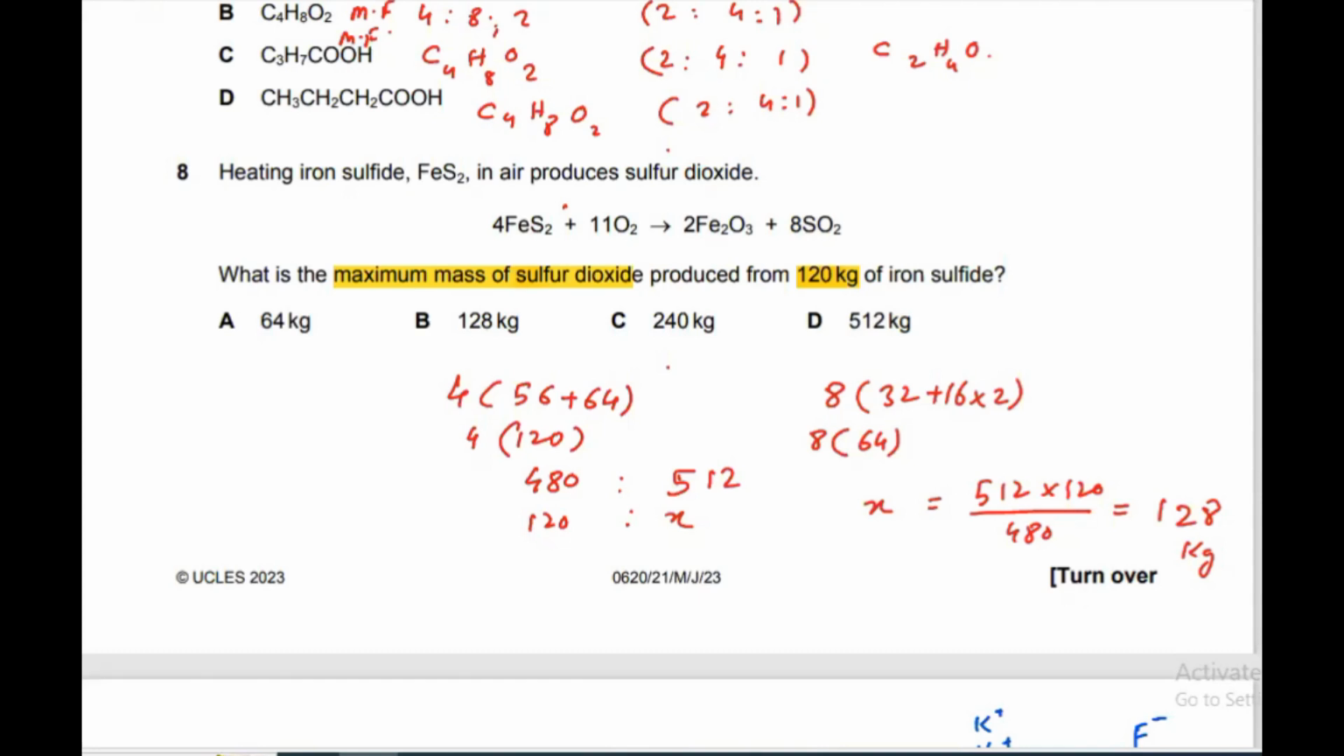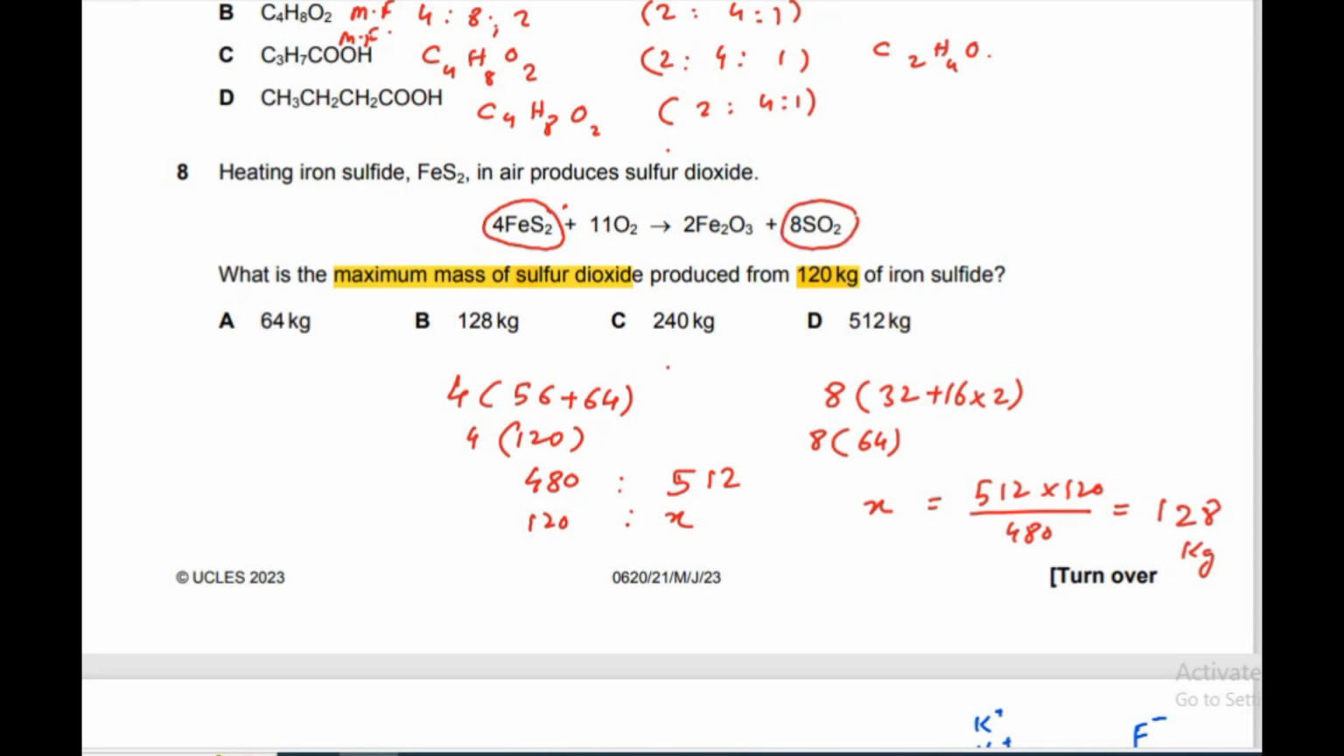This question is regarding moles or stoichiometry. There's a reaction between iron sulfide and oxygen to get iron(III) oxide and sulfur dioxide. The question is, what is the maximum mass of sulfur dioxide produced from 120 kg of iron sulfide? To solve this, you can make a mass-mass relationship because the answers are in kg, so no need to convert to grams. If we consider these two reagents, FeS2 and sulfur dioxide, we can solve this question.